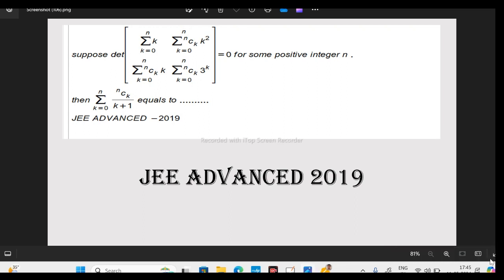We have a problem of JEE Advanced 2019. We are given that the determinant of a 2 cross 2 square matrix is equal to 0 for some positive integer n, and we have to calculate the summation k equals 0 to n of nCk over k plus 1, where nCr denotes the binomial coefficients.